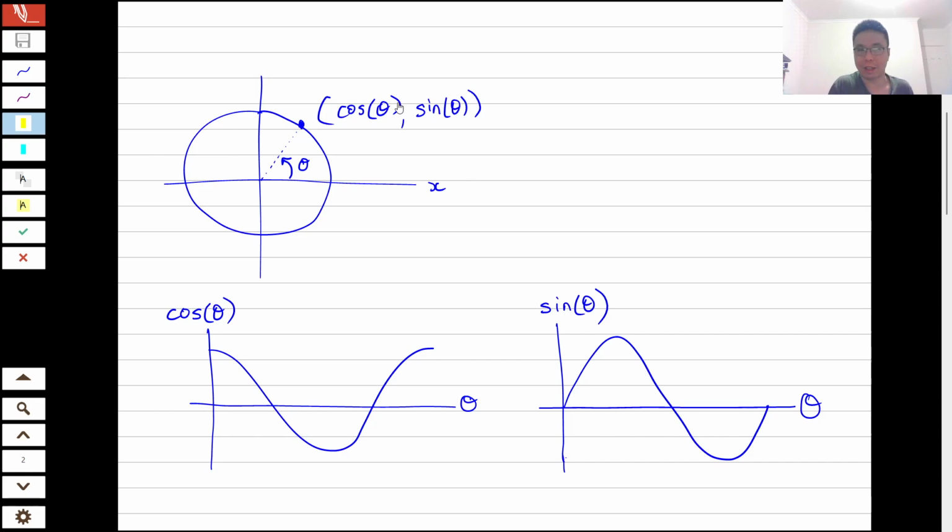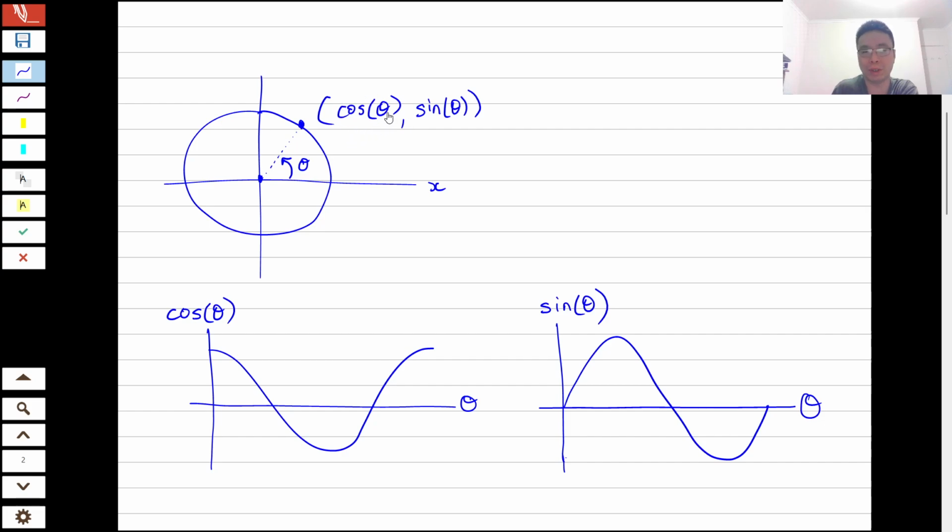Recall that for a particular angle theta, measured counterclockwise from the positive direction of the x-axis, if we draw a ray from the origin to a point on the circle, making an angle theta, it intersects the circle at the point cos theta for x and sine theta for y.